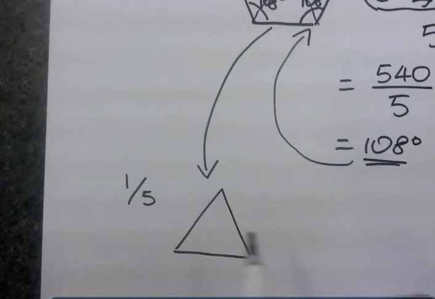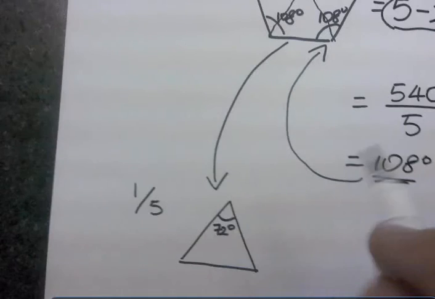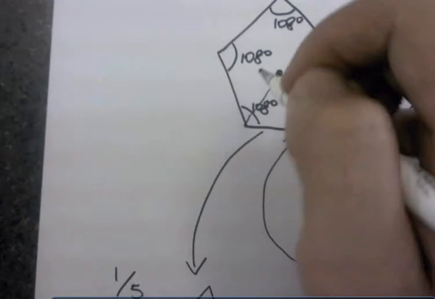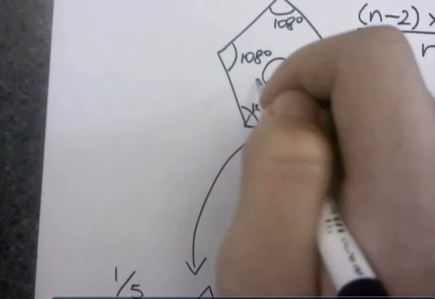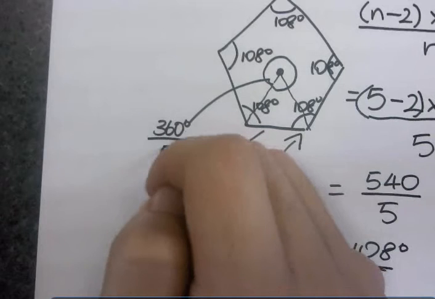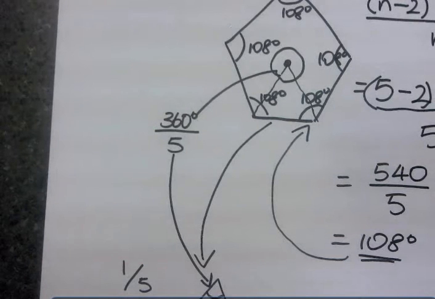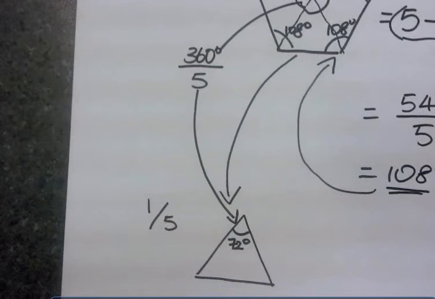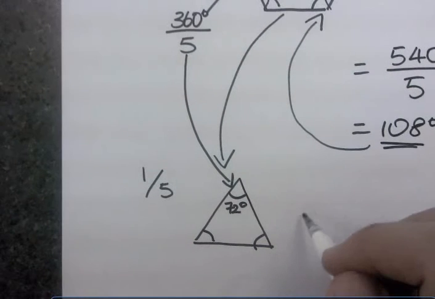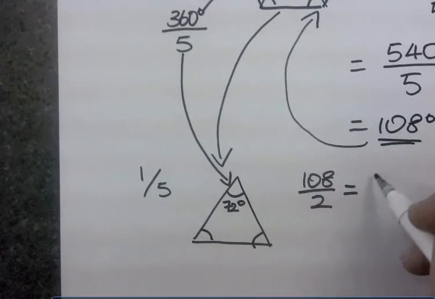Now the top angle should be 72, as if you look up here, you've got 360, and 360 divided by 5 should get you 72 on your calculators. Also, these two angles, you could work out by using 108 divided by 2, and that should give you 54 each.